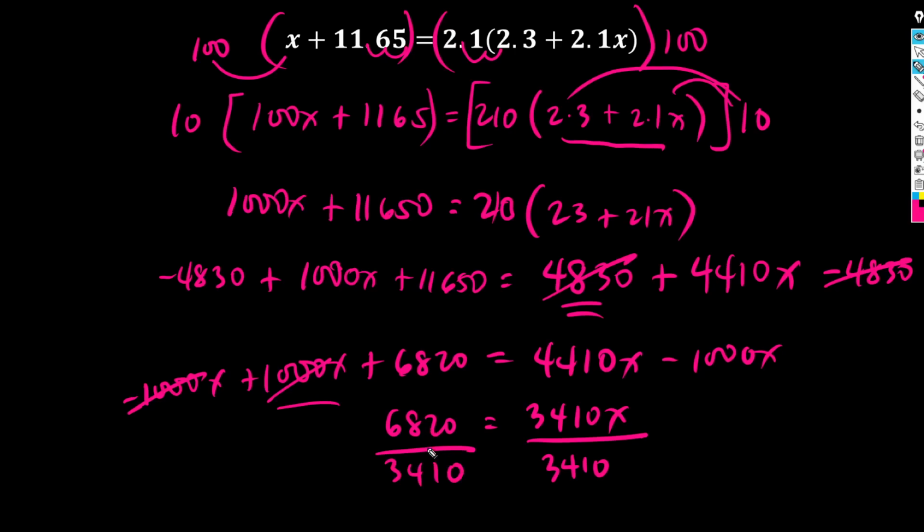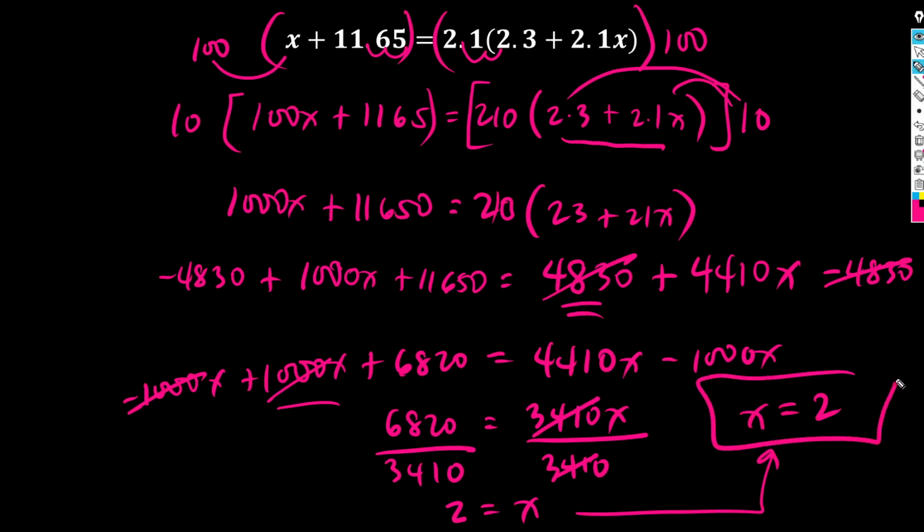3,410. Uy, parang sakto, no? Times 2, times 2, times 2. Oh, okay, perfect. So, tanggal to, 6,820 divided by 3,410, magiging 2. Di ba? Equals x. But again, if you want, mag-symmetric property ka, x equals 2. Elegant. Diba? This is how we solve equations that involve decimal numbers.